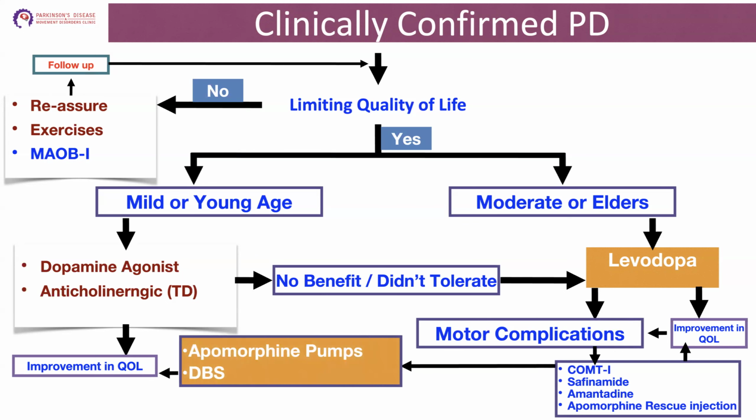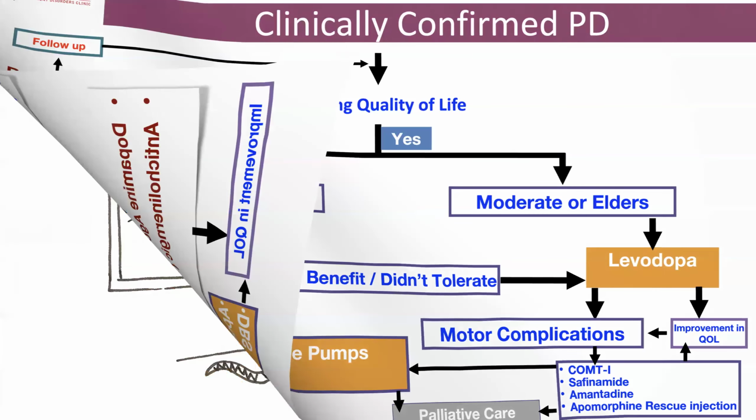In spite of that, if you are still stuck, then we go for advanced therapies such as apomorphine pumps, DBS, and other therapies, with improvement in quality of life. If, as time evolves, the symptoms become more and more severe, then finally we end up in palliative care. This one single chart should give you a concept of how we manage a patient with clinically confirmed Parkinson's disease.